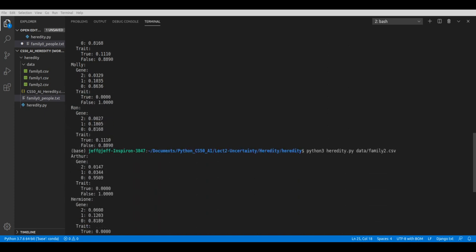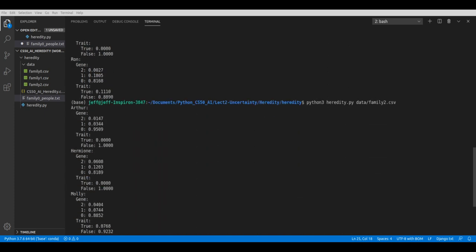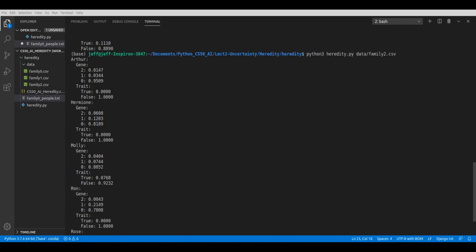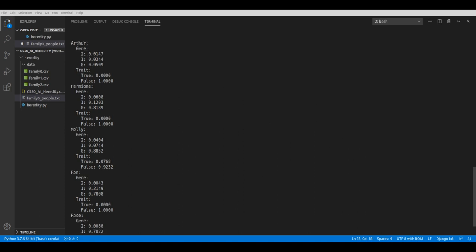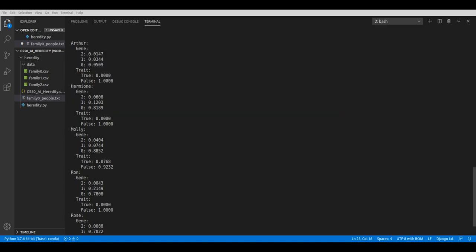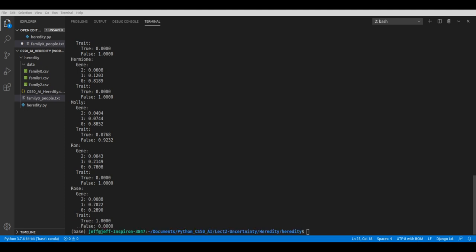The last data set is even more complicated. It shows a family that has children, and then those children have children, and we go through essentially 2 generations of calculating the probability they have the gene, 0, 1, or 2 copies, and whether or not they express this trait with a true or false or some other probability in between.